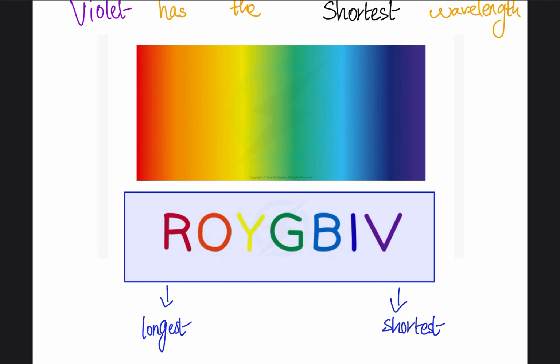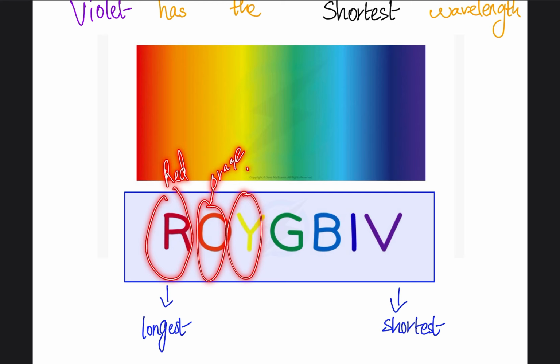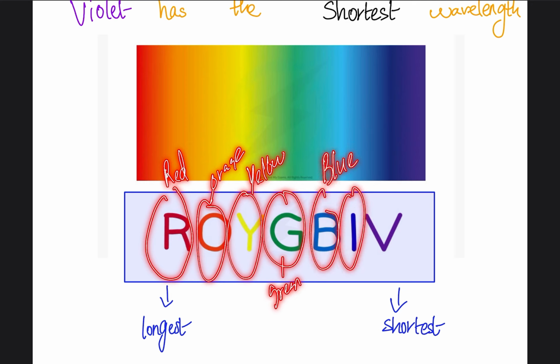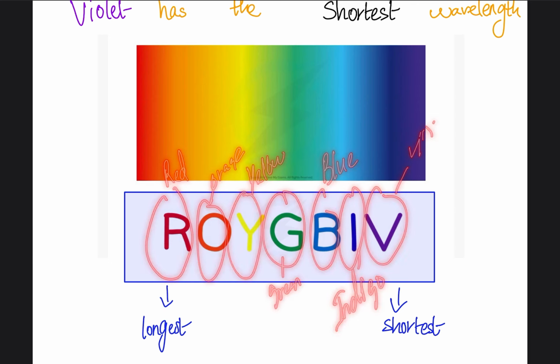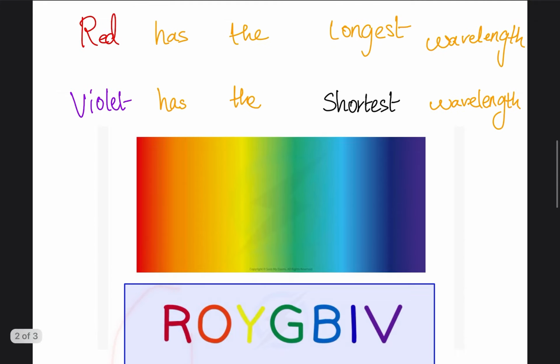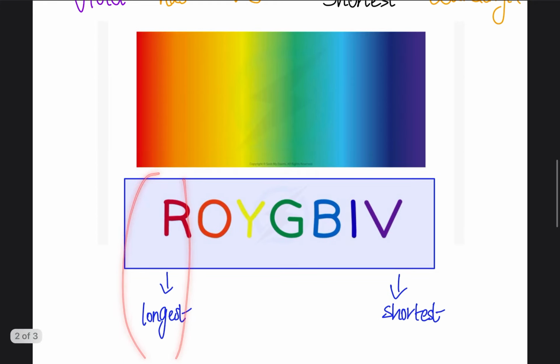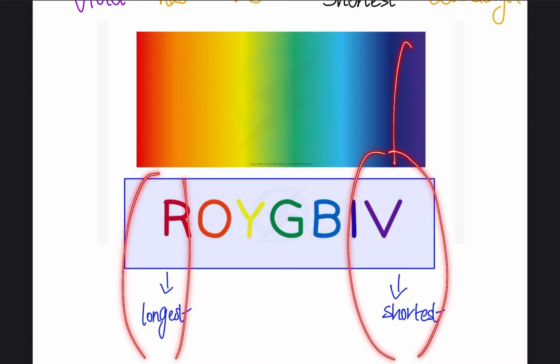So I'll indicate the colors. R stands for the red color, O stands for the orange color, Y stands for the yellow color, G stands for the green color, B stands for the blue color, I stands for the indigo color, and V stands for the violet. Red has the longest wavelength, whereas violet has the shortest wavelength.